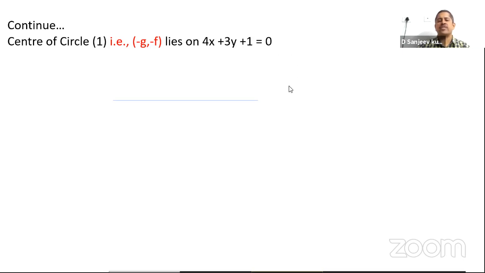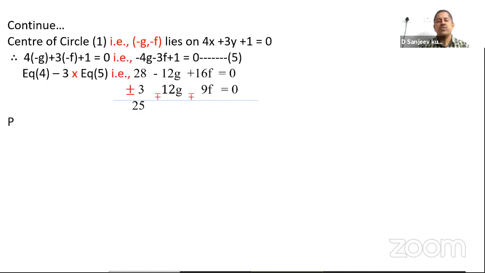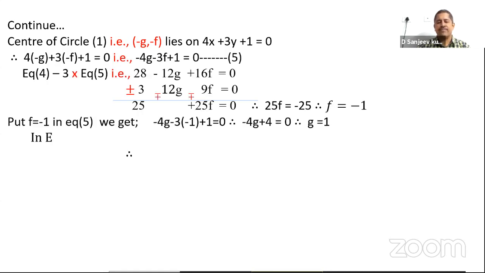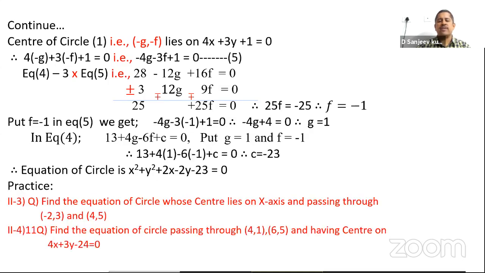So put X value as minus G and Y value as minus F. So you get the value of another equation. Now you got the previous equation. This equation is solved with the previous one, and you get the value of G and F. So just while you are revisiting, just hold it. You get the value of G, you get the value of F, hence the value of C.